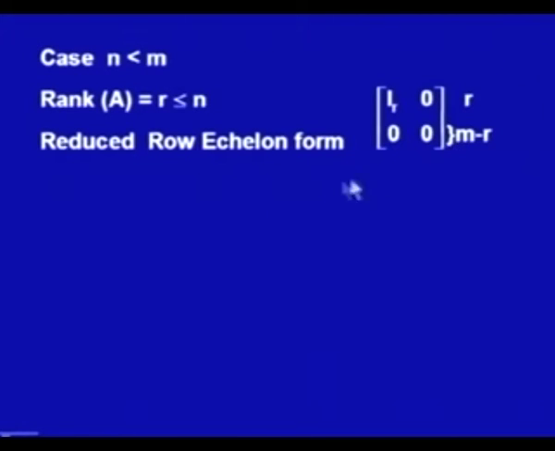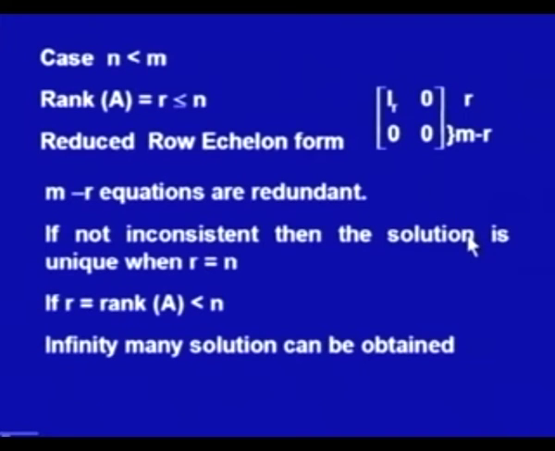And if that is the case, then we can assign arbitrary values to some unknowns, and only r unknowns can be written in terms of the others, and that means we will again be having infinitely many solutions. So, in this case m minus r equations are redundant because they are zeros, and it may happen that the system is not consistent, then of course we cannot solve the system, but if it is consistent and if r, the rank of A, is less than n, then infinitely many solutions can be obtained.